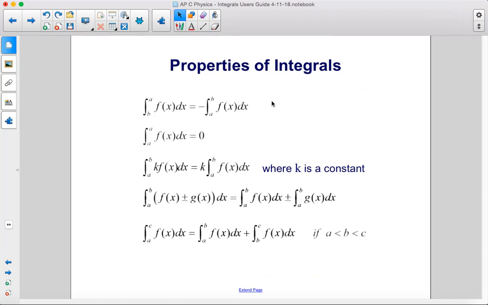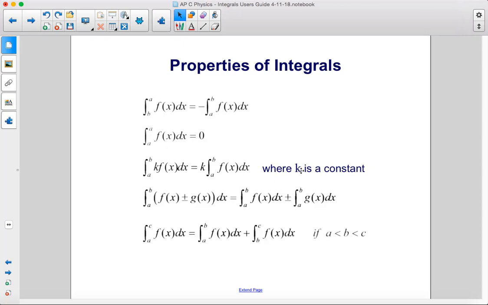Here are some properties of integrals. The integral from b to a of f of x dx equals the negative integral from a to b of f of x dx. So if you switch these numbers here, this becomes negative. Here we have the integral from a to a of f of x dx, and that's 0. So if you have the same number on the top and the bottom here.